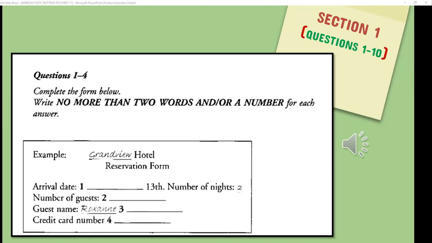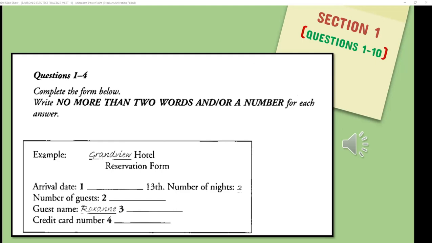Good afternoon, Grandview Hotel. Yes, hello. I'm planning to spend a few days in your city next week, and I'd like to make a reservation. The man answers the phone. Grandview Hotel. So the word Grandview has been written at the top of the form.